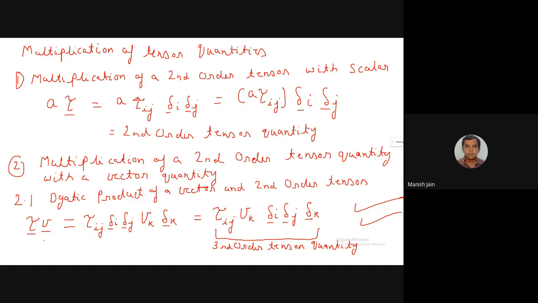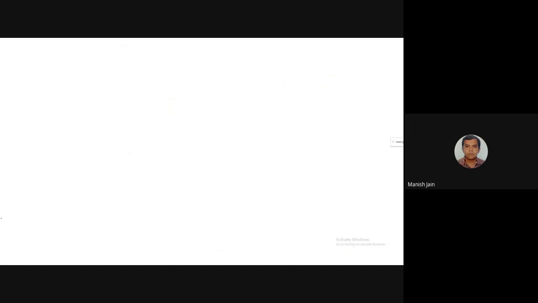Okay, second is the dot product of a vector and a second order tensor quantity.